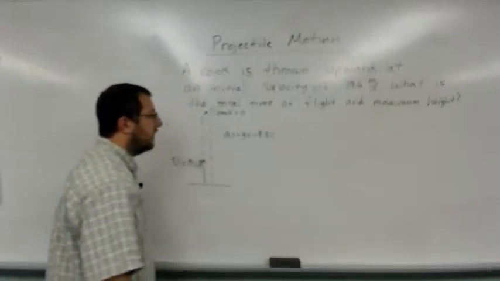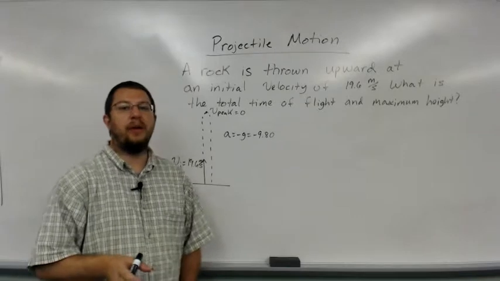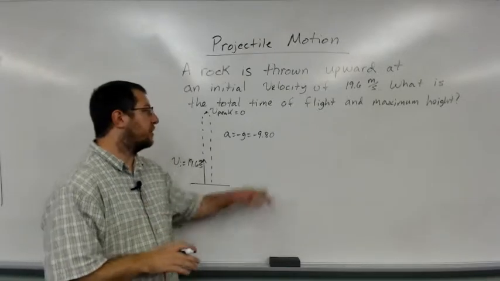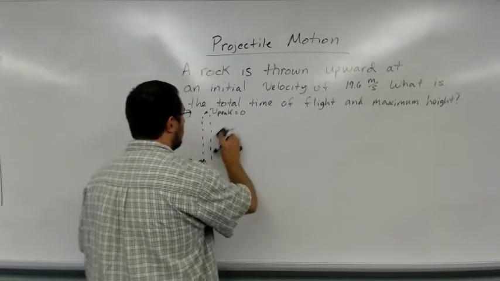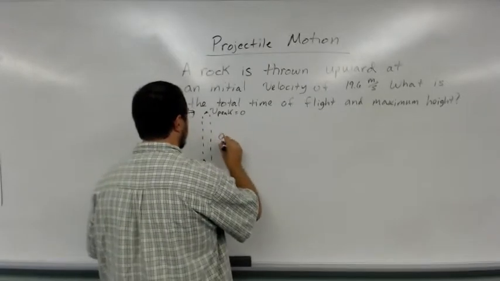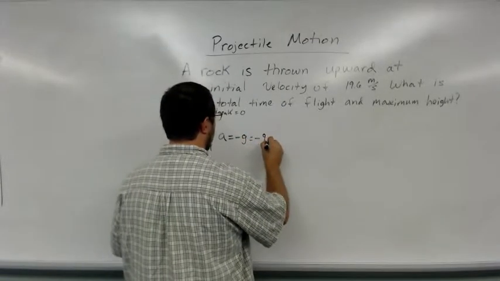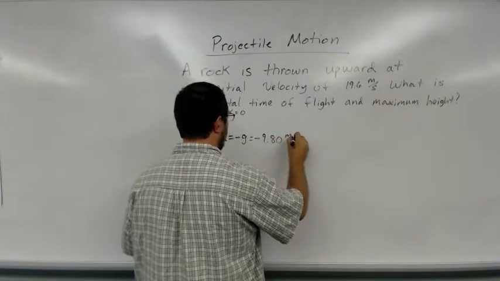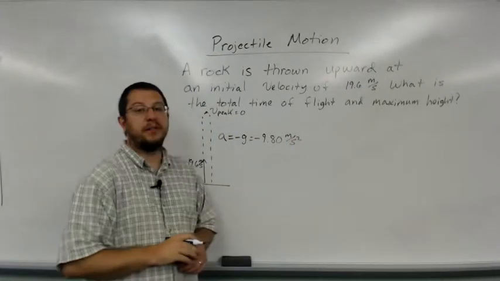And I'm going to take 9.80. We could take 9.81 as a little bit more precise, but I just need 3 significant digits here. Let me make that a little bit bigger. Okay, negative 9.80 meters per second squared.